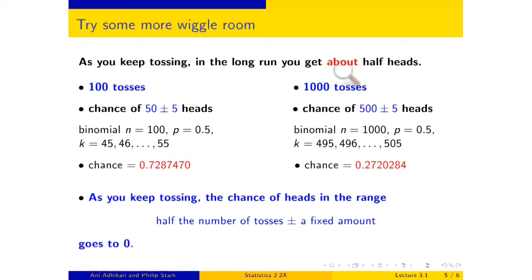So about half heads in the law of averages is not half heads plus or minus a fixed number of heads. You just can't be right. Isn't this depressing? It's not this, it's not this, it's not this. Well, but you know, it is something. Let's try and get to that.